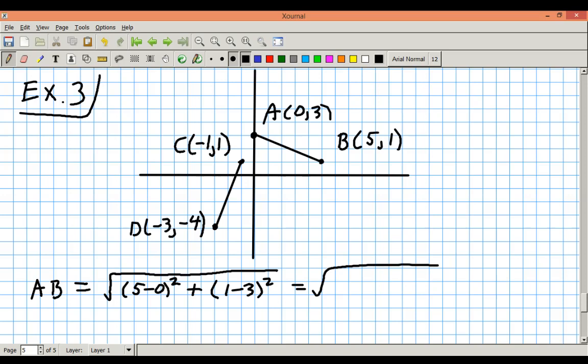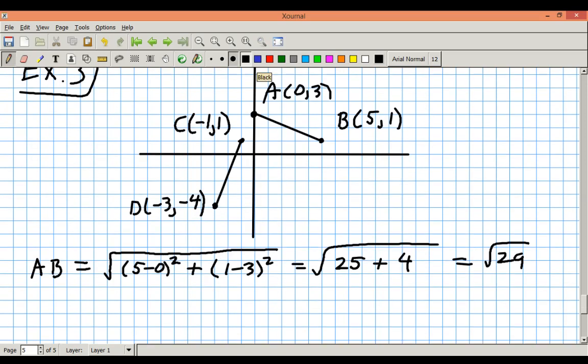Okay, let's do the math. So that first term under there is 25, right? Because you got 5 squared. The second term under the radical is 1 minus 3, which is negative 2 squared, which is 4. So this ends up to be the square root of 29. I don't care what that decimal is. It doesn't matter. We're just trying to decide if segment AB and segment CD are the same. So we can just leave it as the square root of 29, and the radical does not simplify.